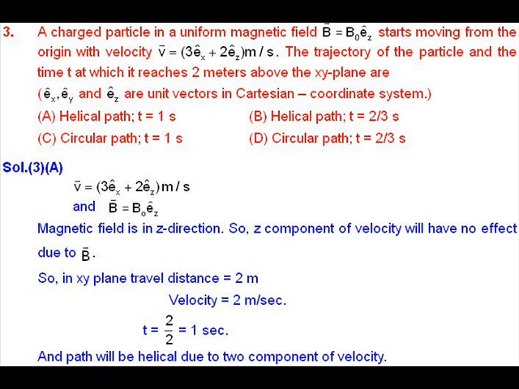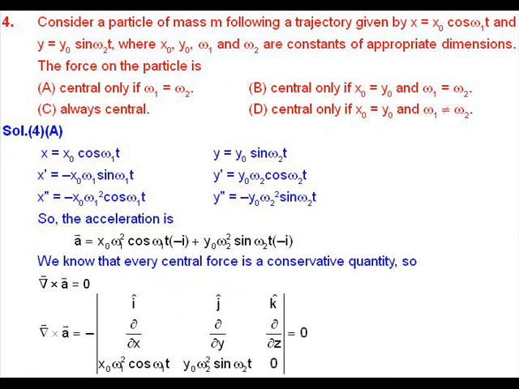The magnetic field is in z direction, so the z component of the velocity will have no effect in the motion due to B vector. So in the z direction, travel distance is 2 meter and the velocity is 2 meter per second. So time will be distance divided by velocity, that is equal to 1 second. And the path will be helical due to two components of the velocity, because one component of the velocity is responsible for the straight path and the other one is responsible for the circular path. The combined path is helical. The option number A is correct.